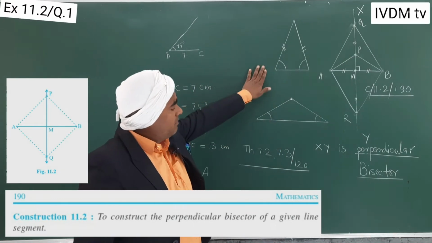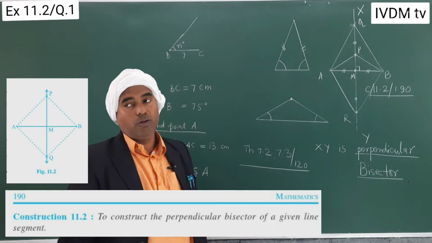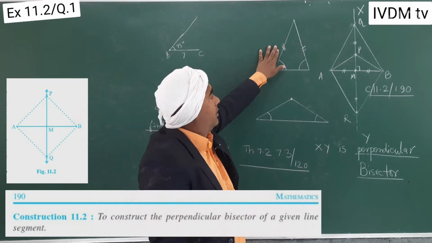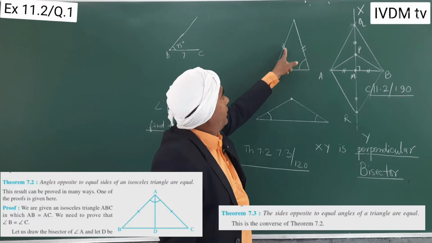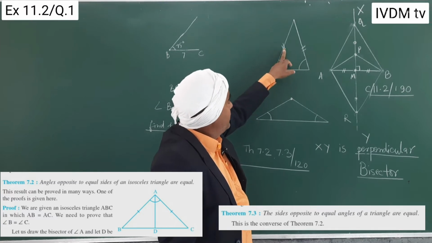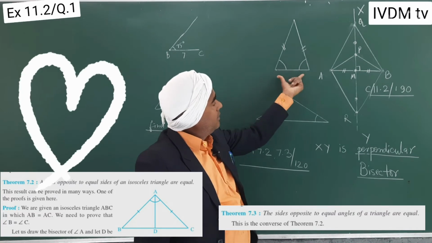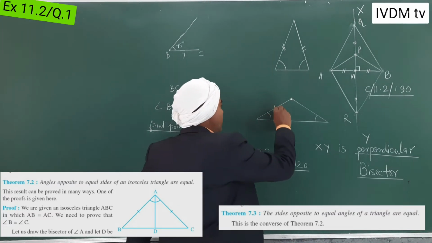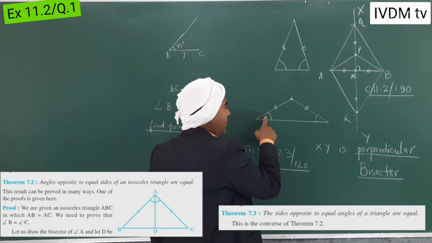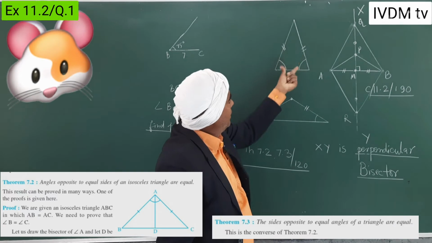This is theorem 7.2 and 7.3, page number 120 in your book, the theorem about the isosceles triangle. In an isosceles triangle, two sides are equal, and the opposite angles to these sides are also equal. This angle is equal to this one. This also happens the other way: if this angle is equal to this one, the opposite sides are equal. What about the third angle? If the third side is less than this one, the angle will be less.